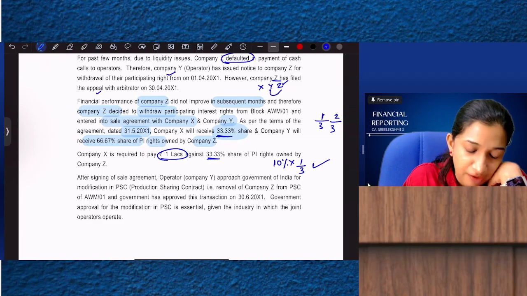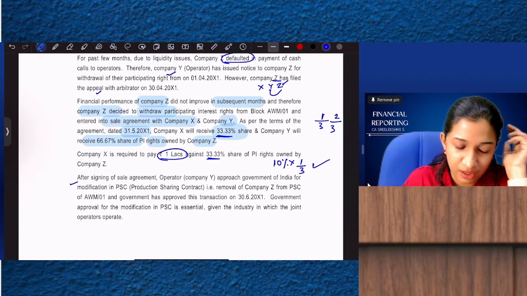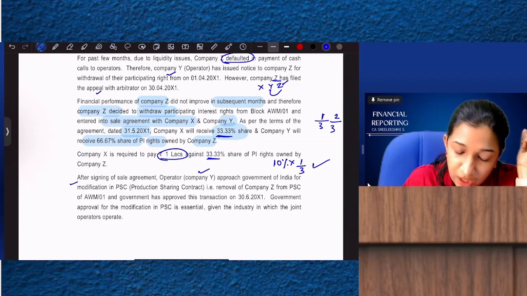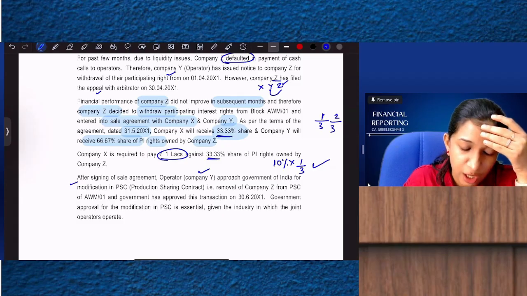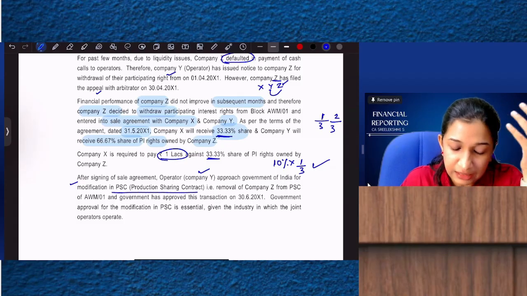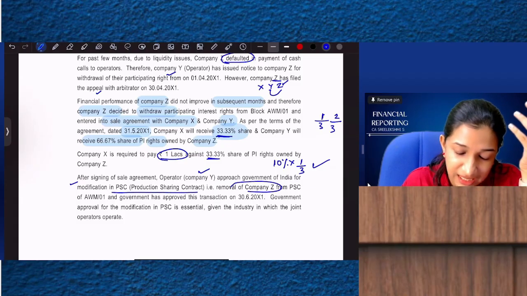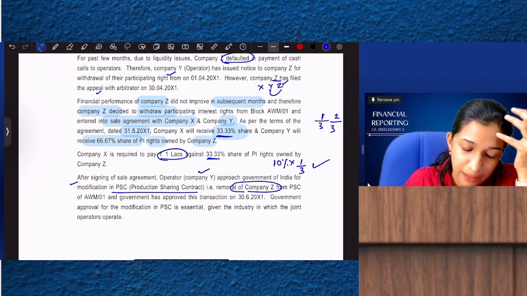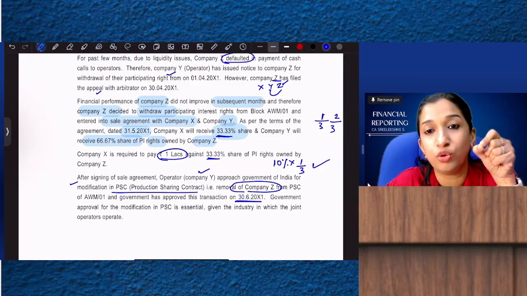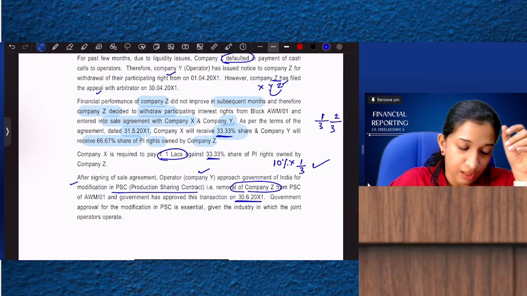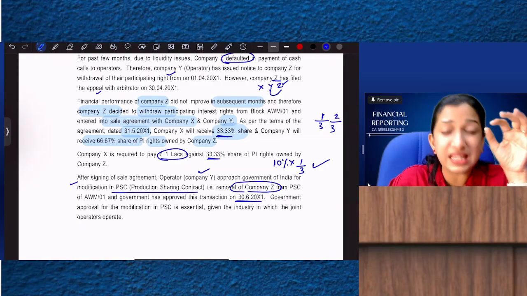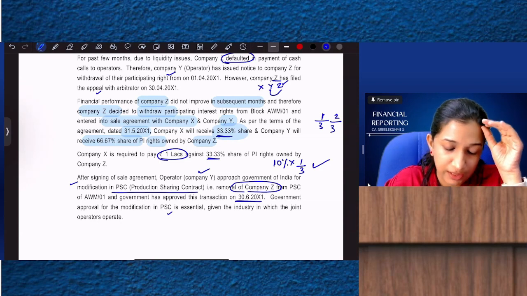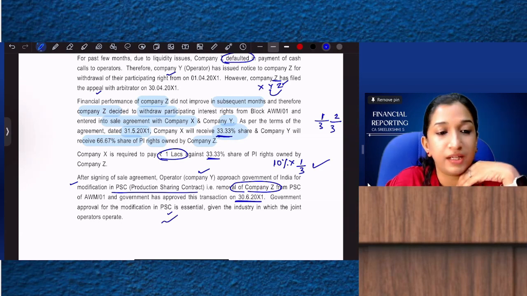After signing the sale agreement, operator Y approached the Government of India for modification in the production sharing contract, that is, removal of company Z's name from the PSC. The government approved the transaction on 30th June 2011. Government approval for modification is essential given the industry in which joint operators operate.